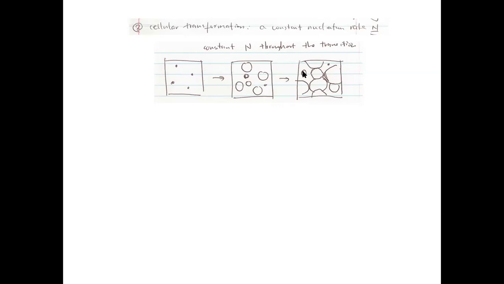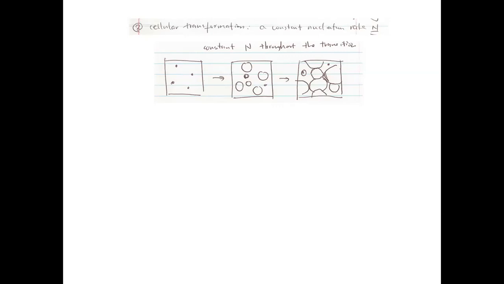Then at the next time frame, new small nuclei form, and the already formed nuclei keep on growing, but you keep on producing new nuclei as the process proceeds. So in a more rigorous mathematical statement, this means that we have a constant nucleation rate throughout the entire transformation. This means that we have a constant number of nuclei emerging per unit volume, per unit time, during the entire process. Okay, so that is what we call the cellular transformation.